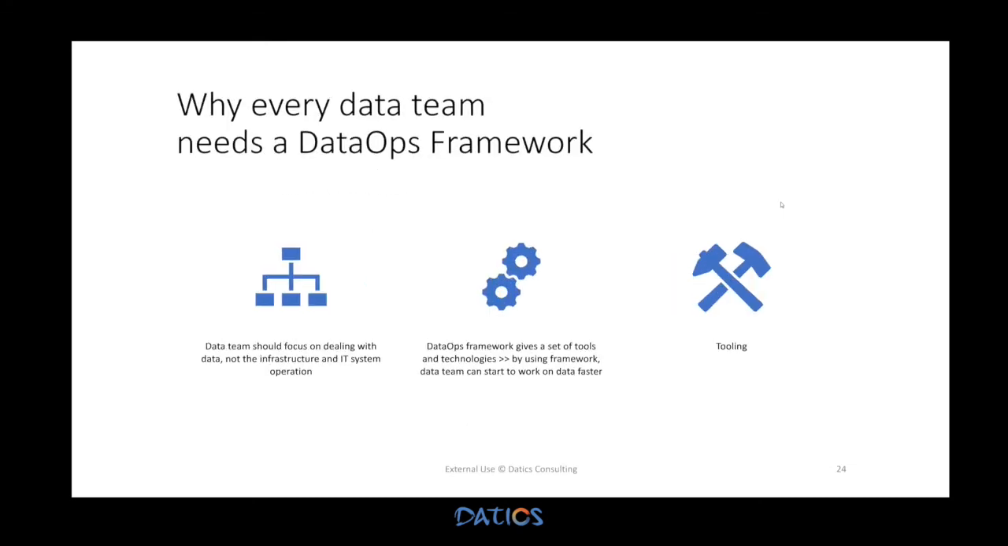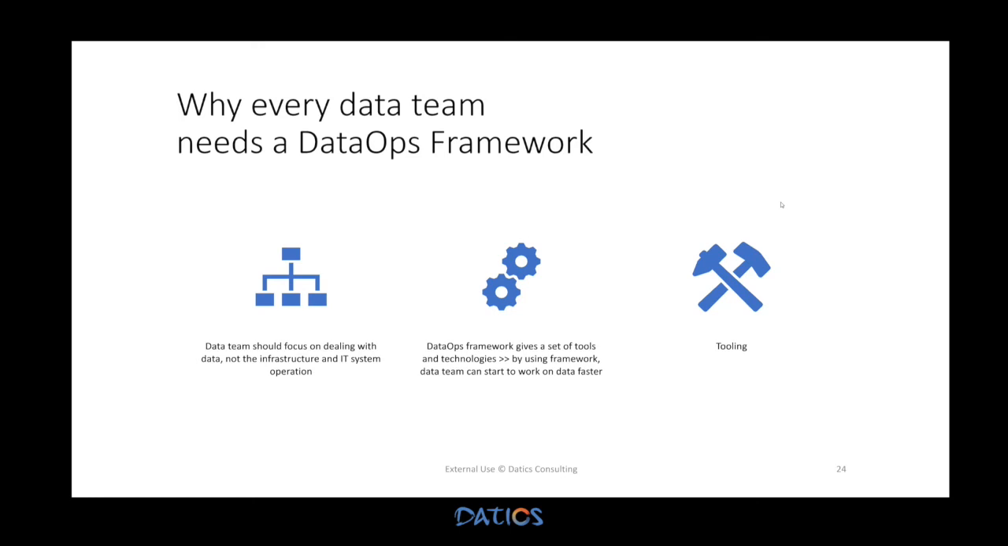Why is it? The data team should focus only on dealing with the data. The data engineer or data scientist should write the data processing script and check the quality of the data, and the data analyst or BI should get the business value from the data model. They should not focus on solving infrastructure or IT system operation issues, because in the end we still need the infrastructure or IT system to run our data processing pipeline, but that should not be dealt with by the data team.